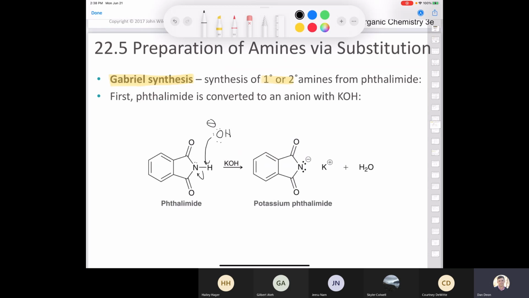And you end up with 2 lone pairs, 2 bonds on your nitrogen. It's got a negative charge. So you end up with potassium phthalimide. But the thing is that potassium phthalimide now makes a pretty good base.